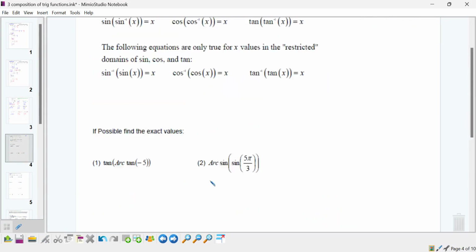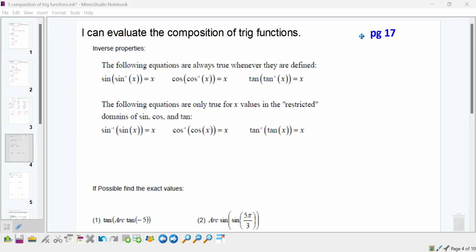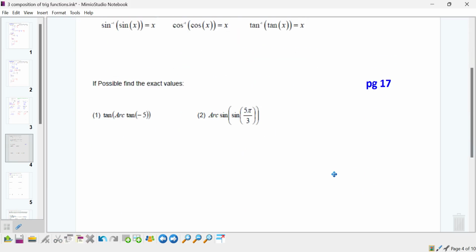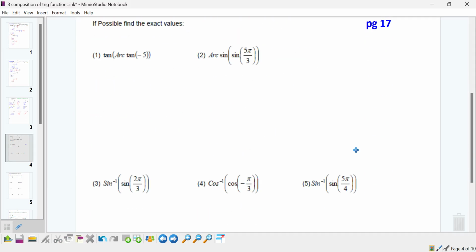Okay, so we're going to put that together today with multiple steps. We're going to do more than one triangle per problem. So we're going to go to page 17. And let's start with number 2. Don't worry about number 1. We'll come back to 1.